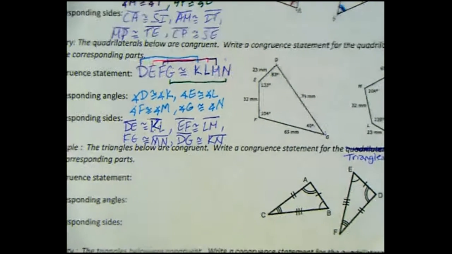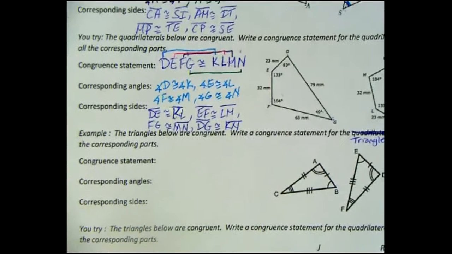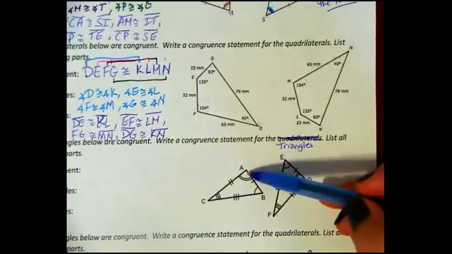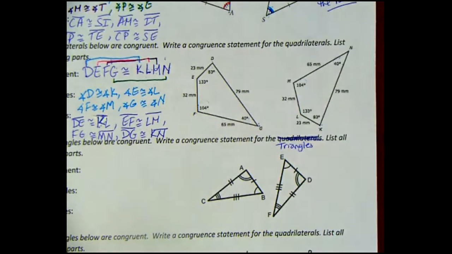Okay, list all the corresponding parts. So they're literally the same exact directions. Okay, so over here, we have our triangles. We're given these two triangles here. I want you guys to notice the congruent parts based on the symbols that are given to us.